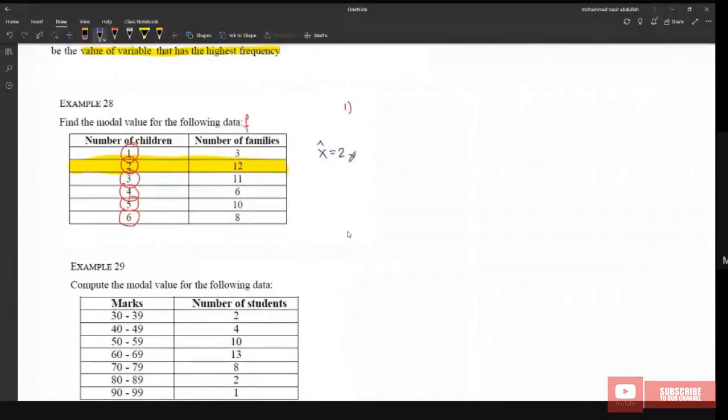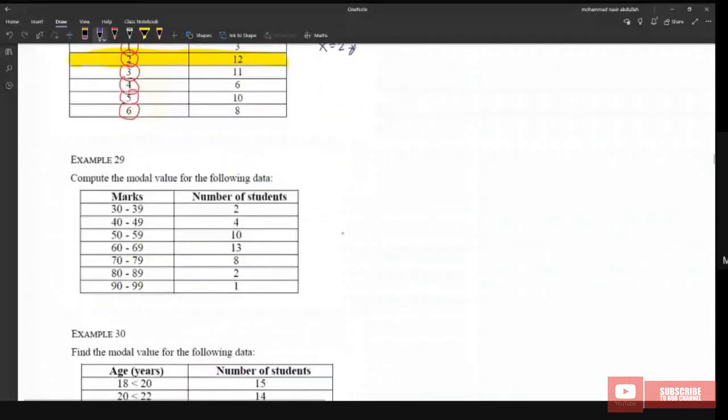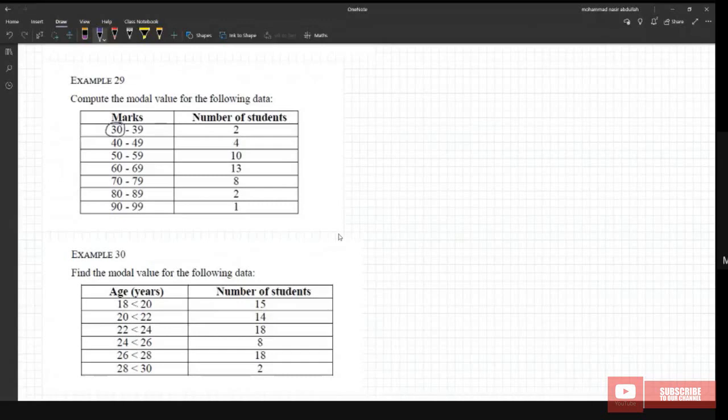So the number of families that have 2 children is the highest, most of the families have 2 children. This is how we interpret the mode. Most of the families have 2 children. Right. This is going to be very easy because we don't have a class size. So if you look at example number 29, we have a class size. So each class we have a class limit, right?